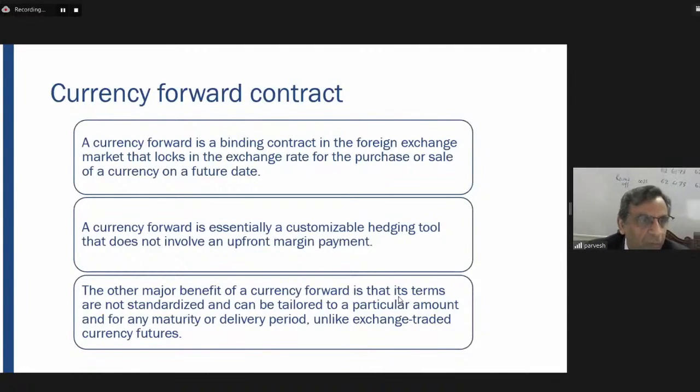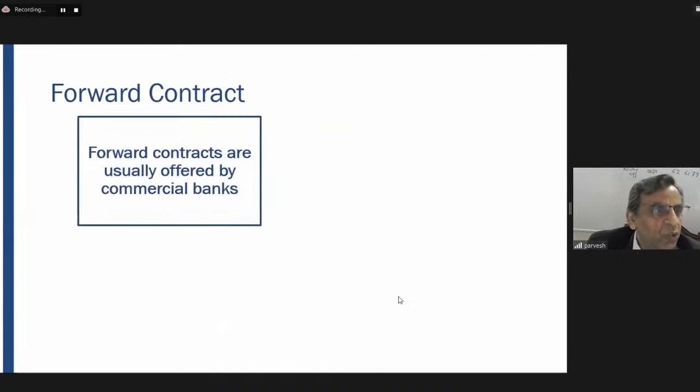Okay, but there are advantages and disadvantages of both. We will learn that as we understand the whole topic. So forward contracts are usually offered by commercial banks. You have to go to a commercial bank for getting a forward contract. You don't have to go to a stock market, right? So this is a contract between you and the bank.